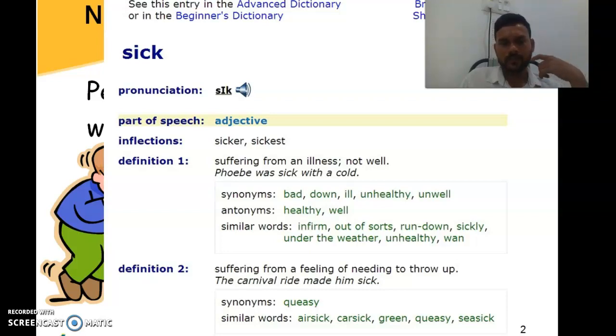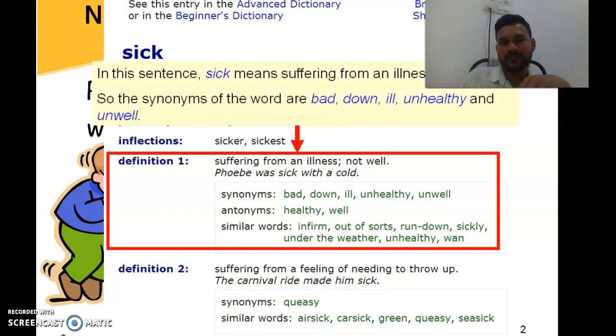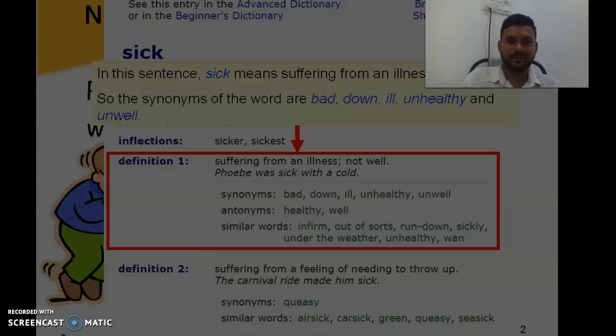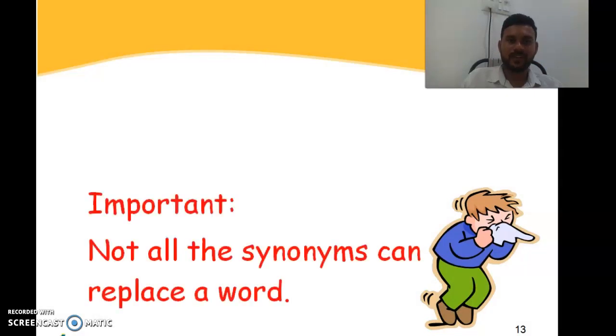It seems like definition 1 is resembling the picture here: bad, down, ill, unhealthy. So do you see the synonyms? Yeah, here we go. That is correct, isn't it? So basically, you need to note something here.